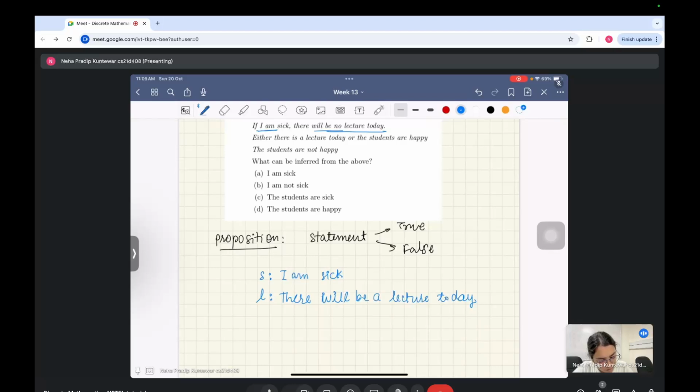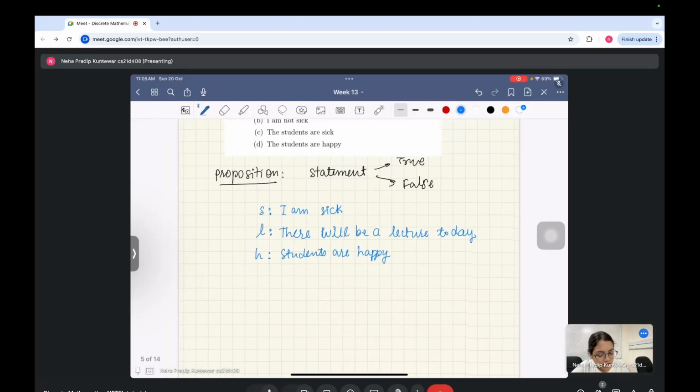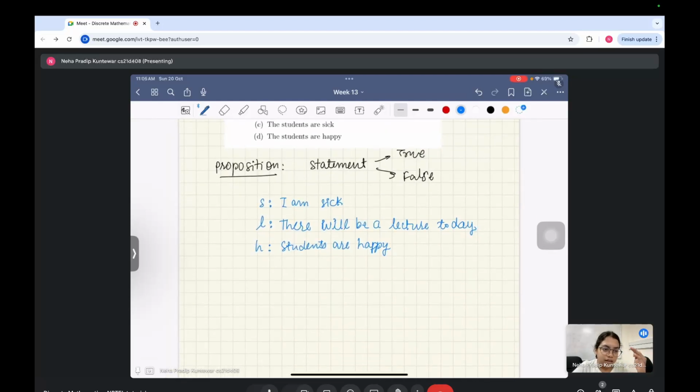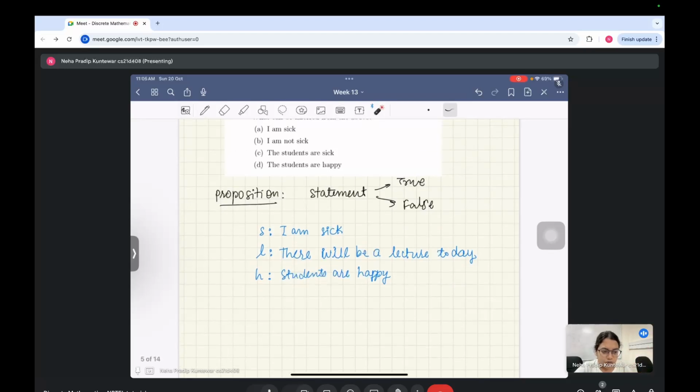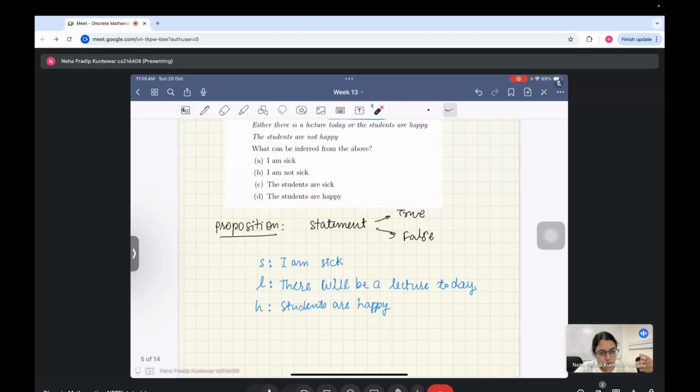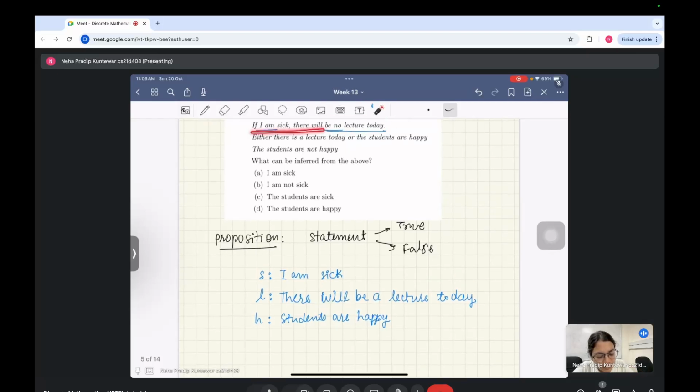So the third statement here is students are happy. I'll say H is the proposition that students are happy. And that's it. We have three propositions here. First thing to notice is that each of the propositions either takes a value of true or false. It cannot be both or neither. So that is what the propositions are. Now the question is, how do I write these statements in terms of propositions?